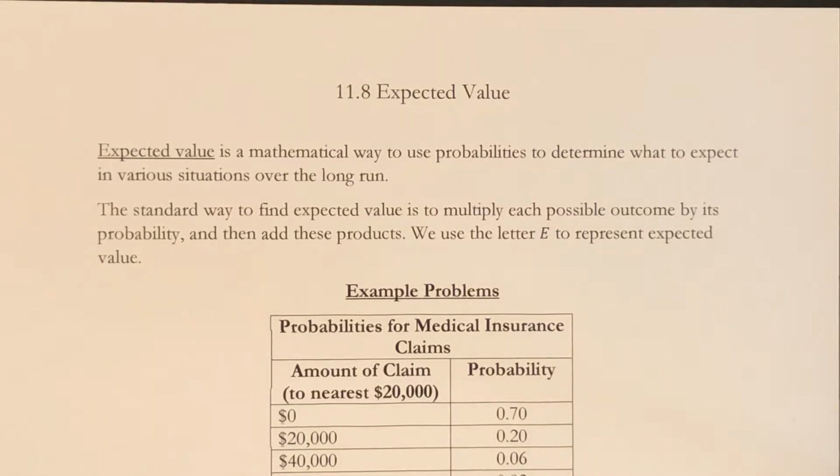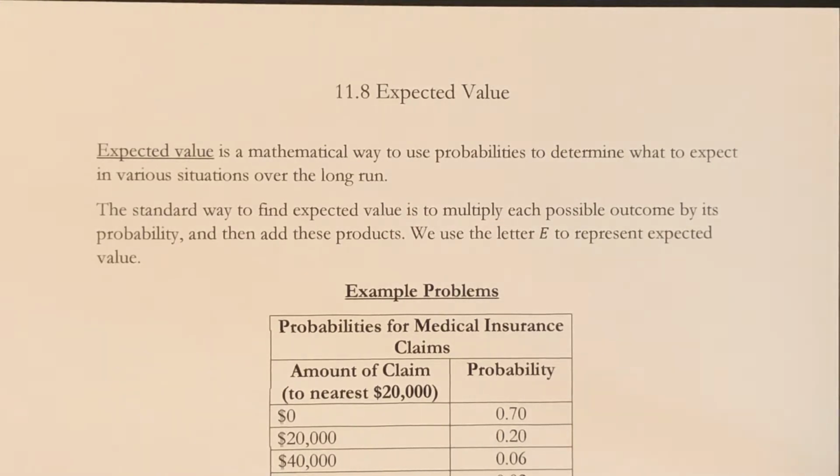This is section 11.8, expected value. Expected value is a mathematical way to use probabilities to determine what to expect in various situations over the long run. The standard way to find expected value is to multiply each possible outcome by its probability and then to add up these products. We use the letter E to represent expected value.